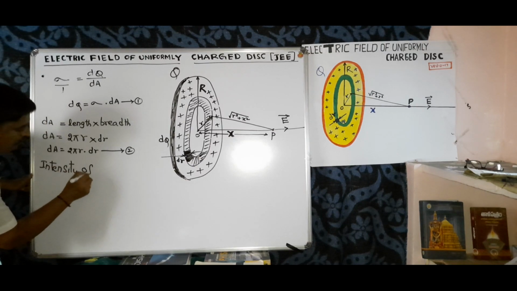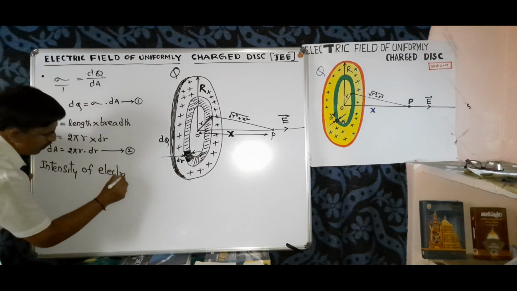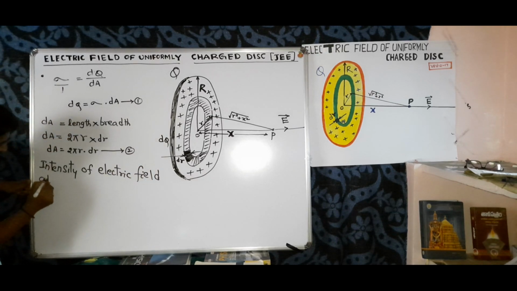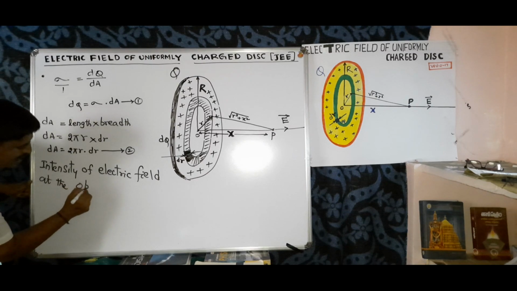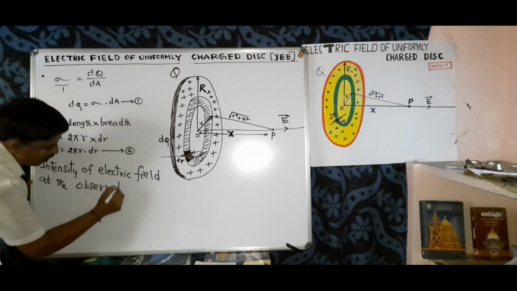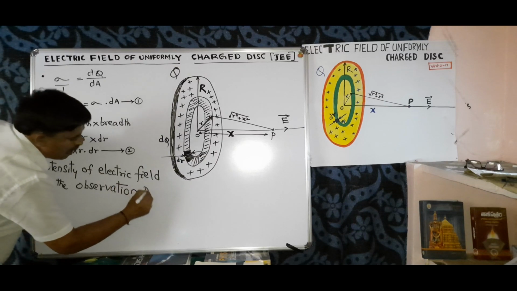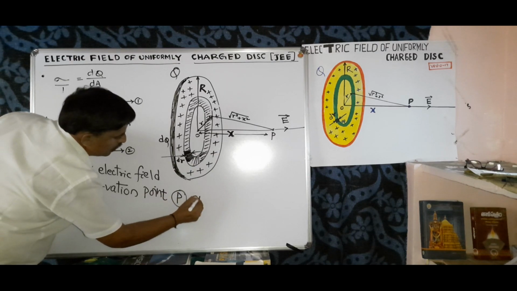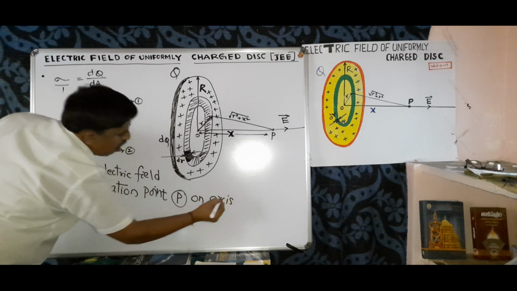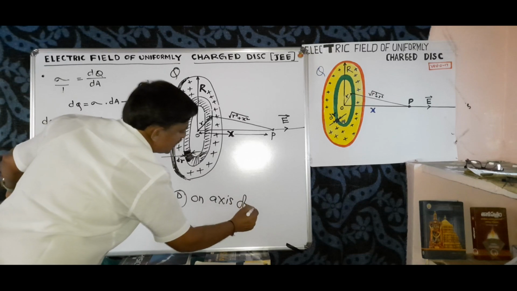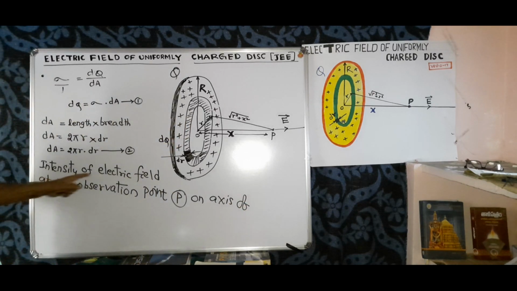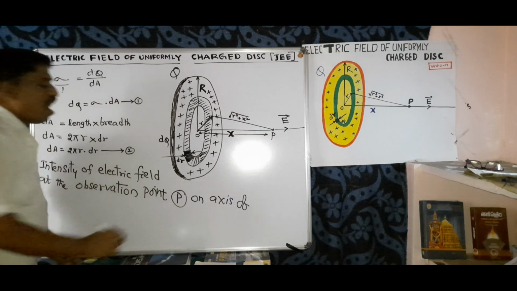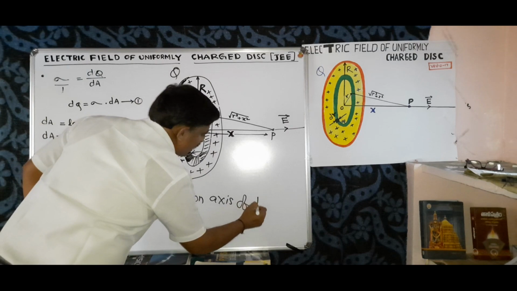Intensity of electric field at the observation point P on the axis of the circular disk.